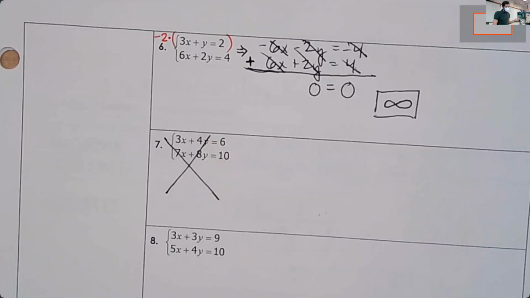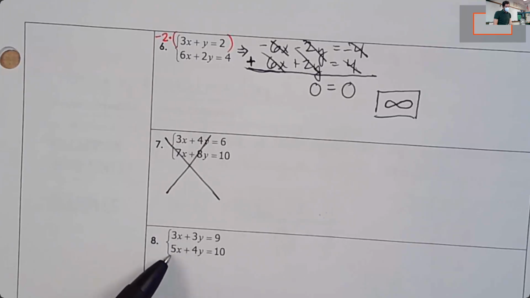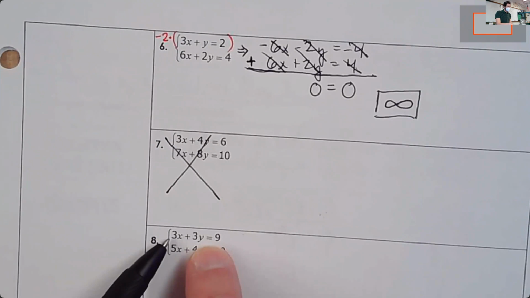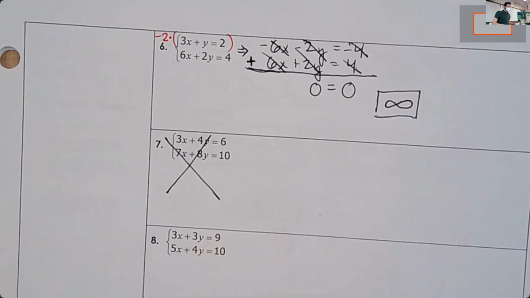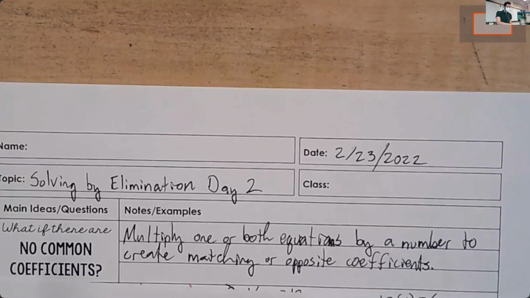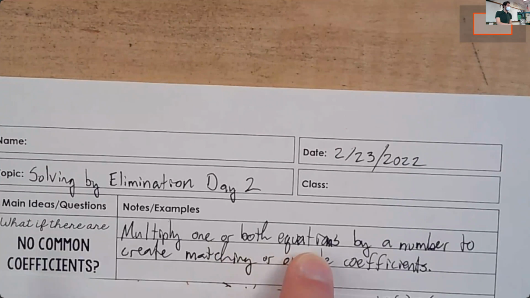And if we try to multiply any of these numbers to match the other one, it wouldn't work. Yeah, because if we multiply the top equation by 2, both of the numbers with x and y on the top equation would then be bigger than the ones on the bottom. So if we go back to our very first page here for today's notes, it says multiply one or both equations. So what do you think we have to do on this one?